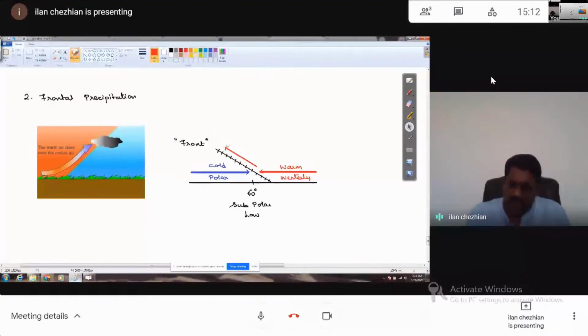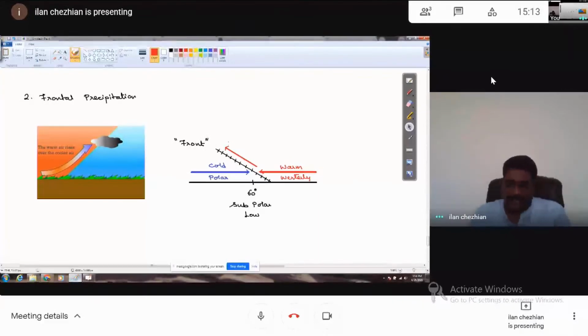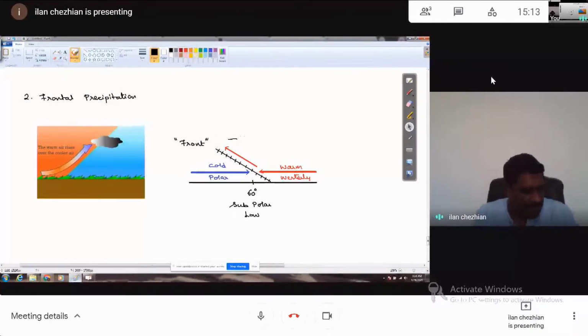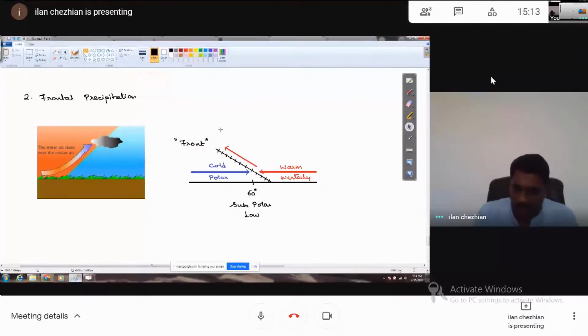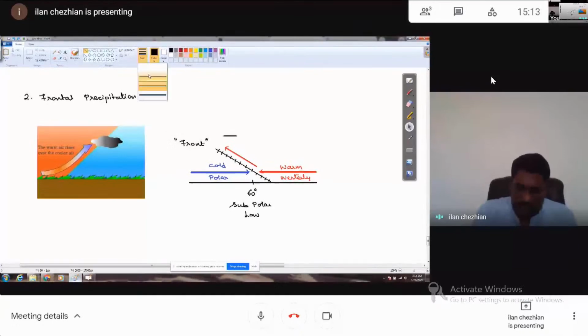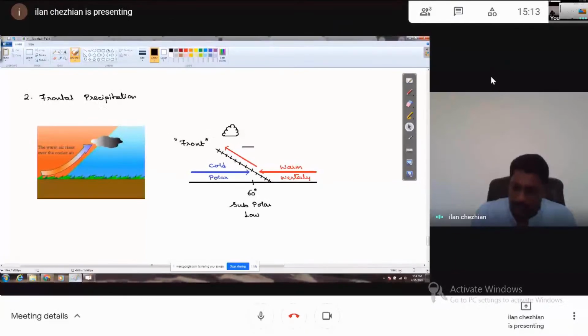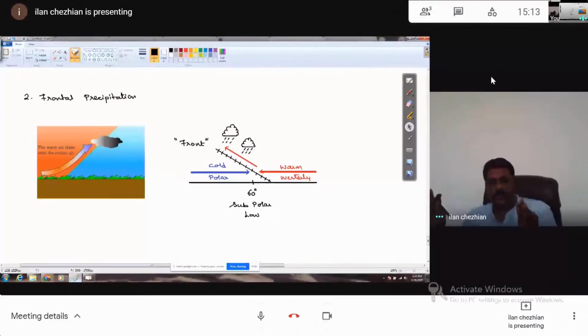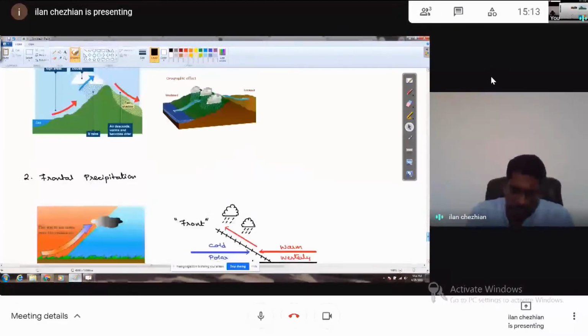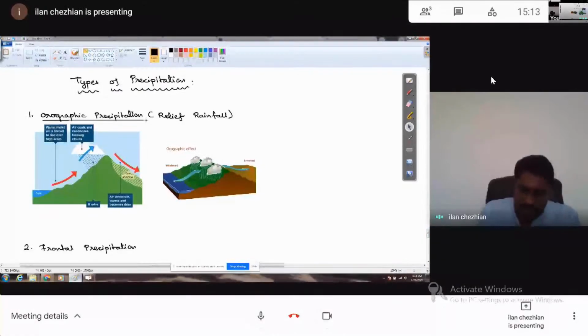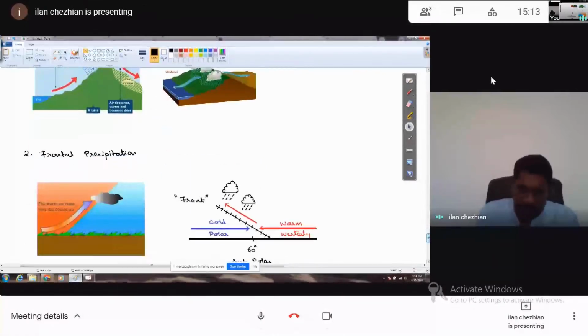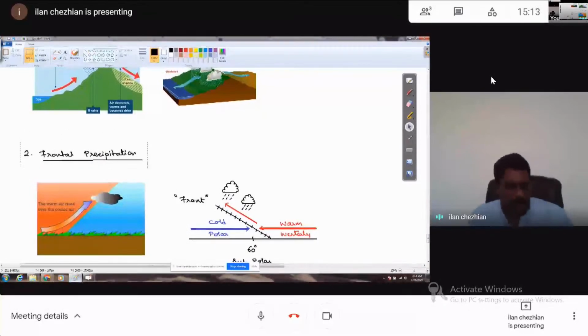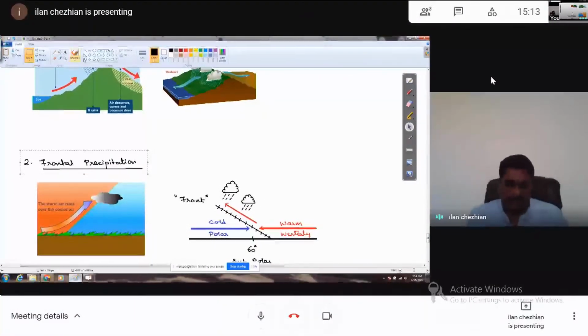But you know that as and when the air mass rises, it goes for condensation, and this condensation results in precipitation, my friend. This is what you call frontal precipitation. Throughout the year, in this frontal region, the mid-latitudes, what you will be experiencing is frontal precipitation.